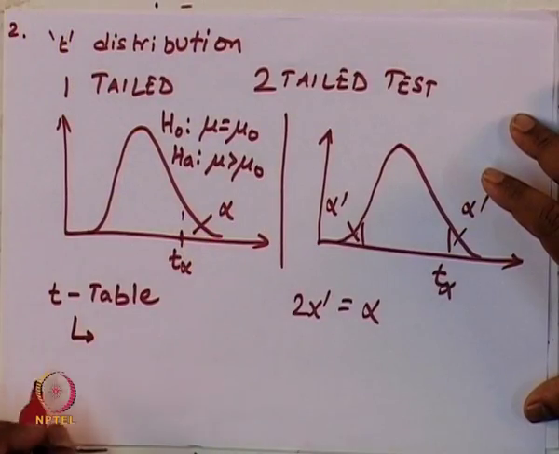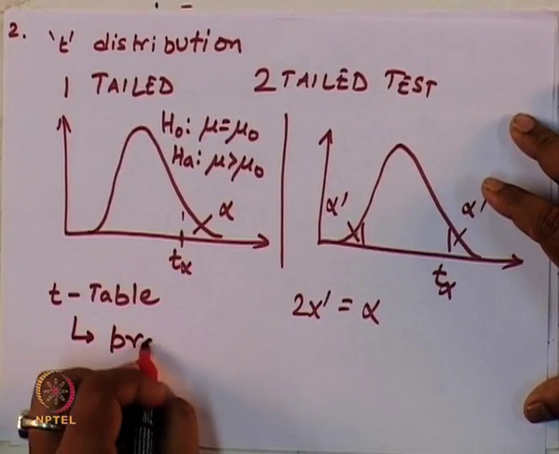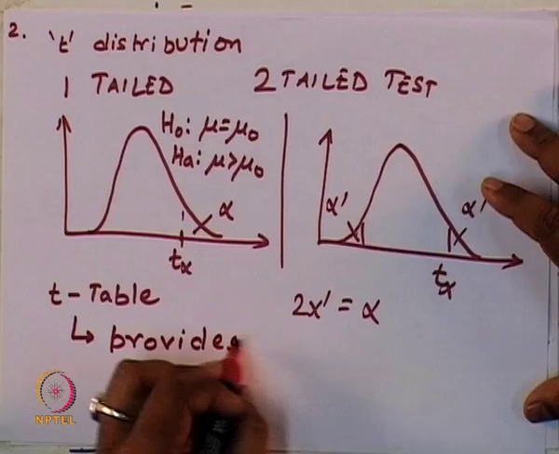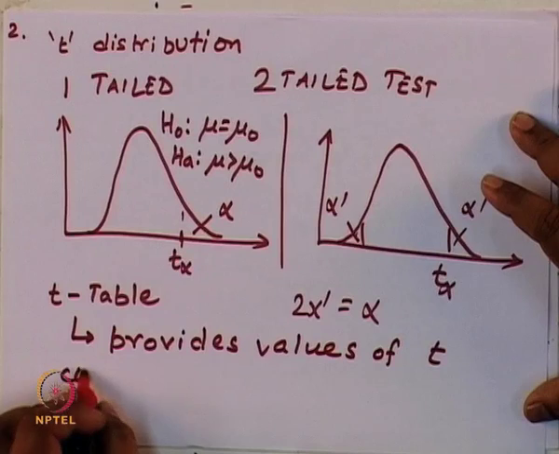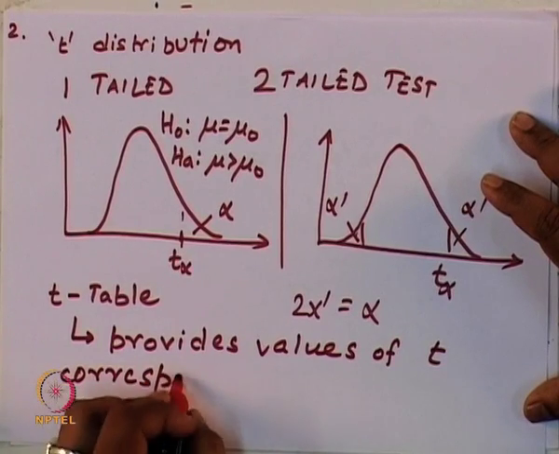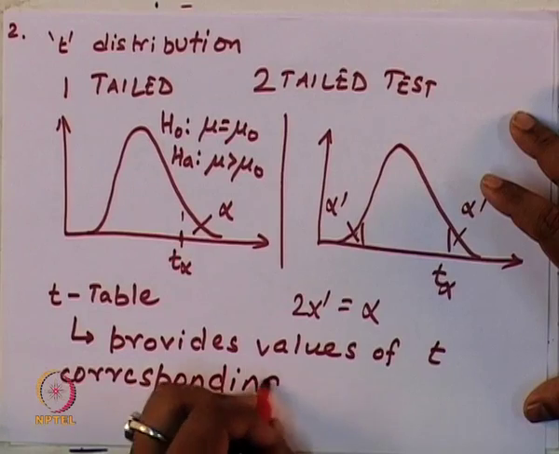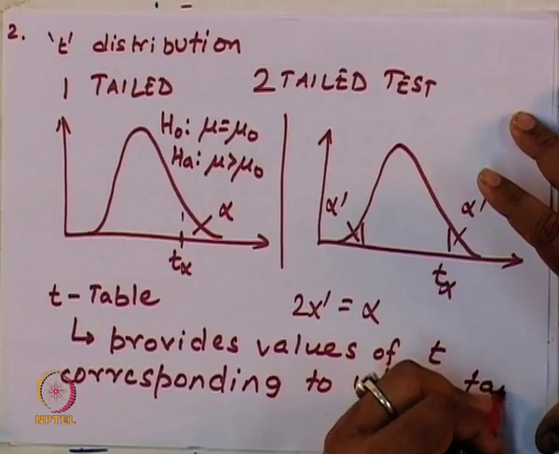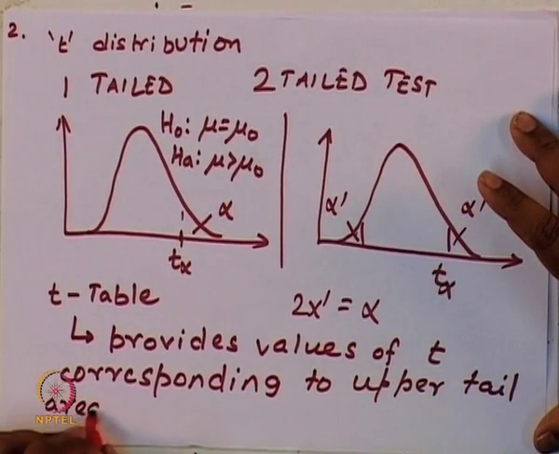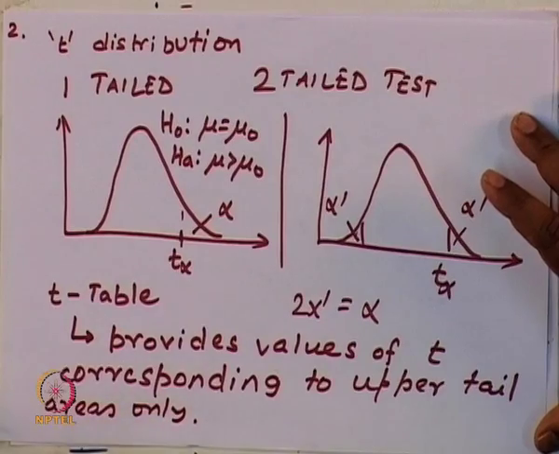So, let me again assert: your t table only provides the values of t corresponding to upper tail areas only. Okay. So, let us take an example to see it.